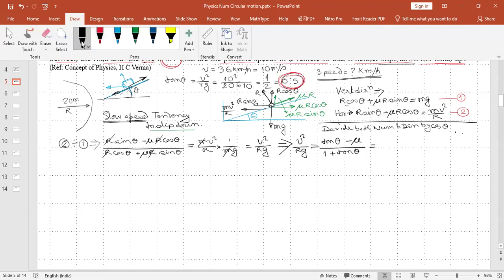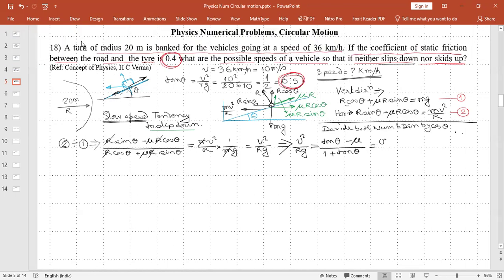So just put the values of tan theta, 0.5 minus mu, which is given as 0.4, 0.4 divided by 1 plus 0.5 into 0.4. Calculate this. This is equal to 1 by 12.